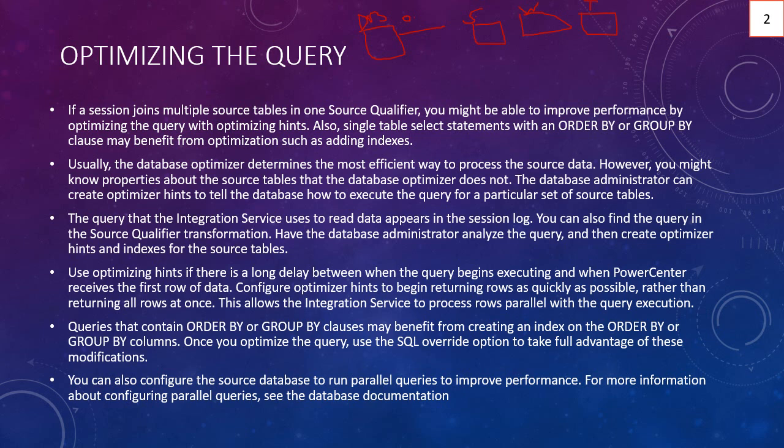In that case, configure the optimizer hint to begin returning rows as quickly as possible rather than returning all rows at once. Suppose it is reading the entire data and then returning it in one go. If you use the optimizer hint, it can send the data batch-wise. That way it will be possible to improve your performance. This allows the Integration Service to process rows in parallel with query execution.